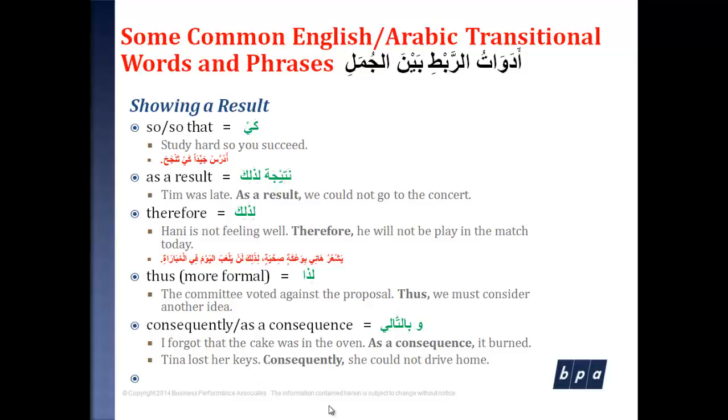And here's just a couple of sentences in English to explain the expression. I forgot that the cake was in the oven. As a consequence, it burned. Tina lost her keys. Consequently, she could not drive home.